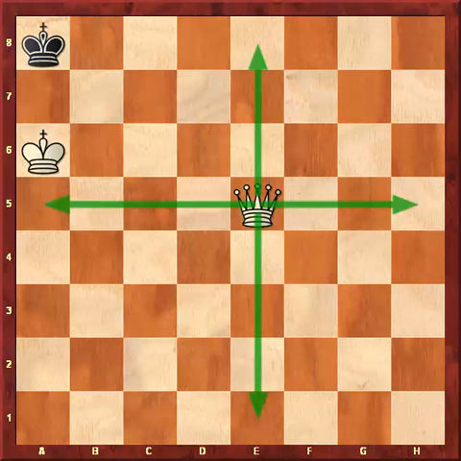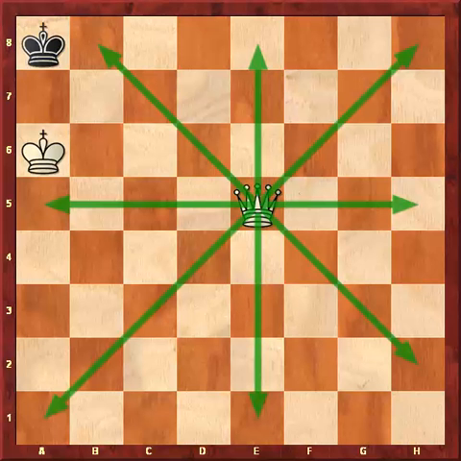So when a queen is in the center, it can cover the maximum number of squares, 27. So the queen is the most powerful piece in a chess game. Next we are going to learn how a knight will move.